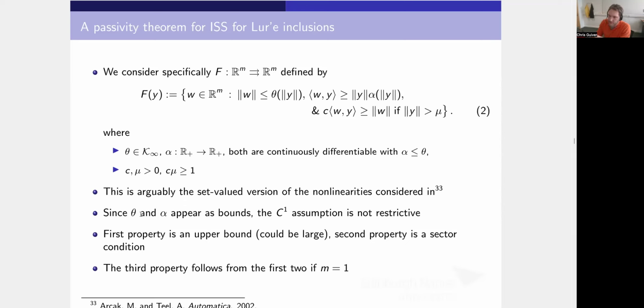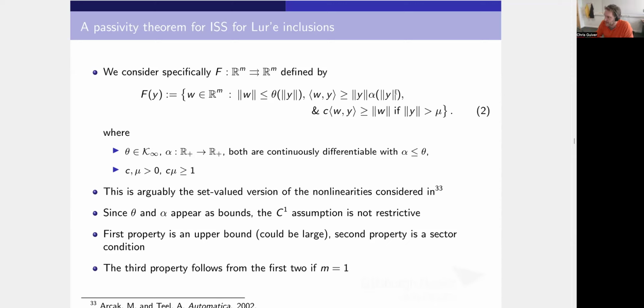Notice that since theta and alpha appear as bounds, the assumption that they're C1 continuously differentiable is not restrictive, because if they're not, you could replace them by suitable upper or lower bounds, which are C1. So they could even be assumed to be smooth. This first property is just an upper bound, and this upper bound could be large. It's not going to be limiting. I just need something to get a handle on how big these things grow.